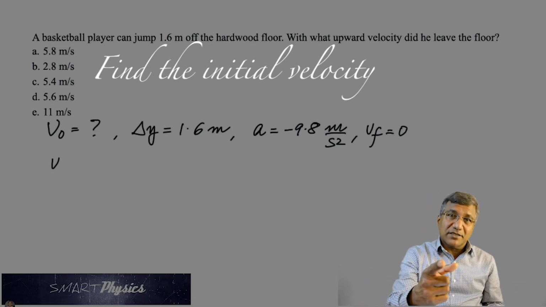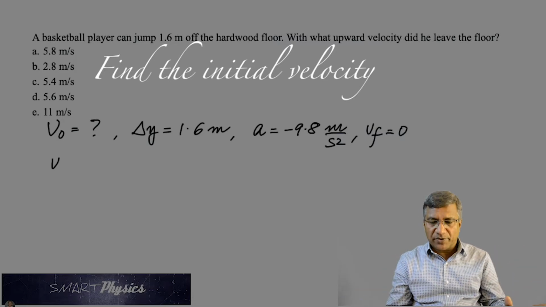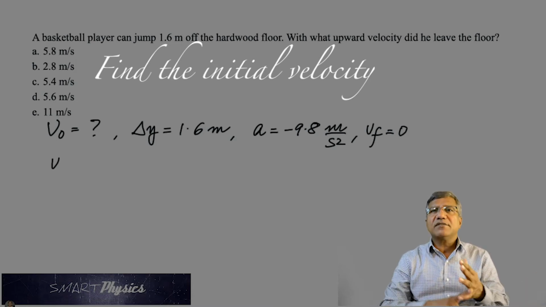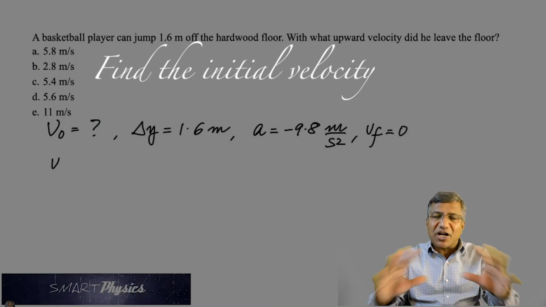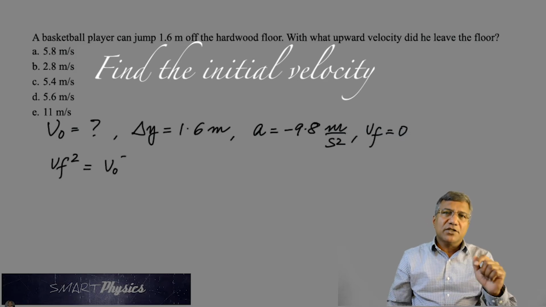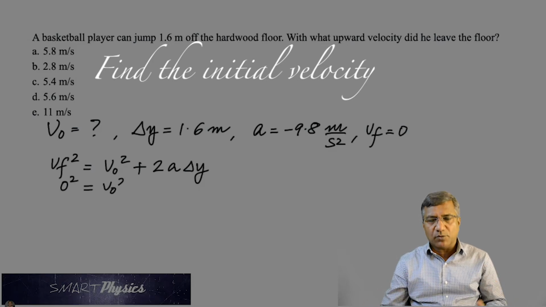Which is the equation that has these 4 quantities? Remember, there is no mention of time. Time is not given, and time need not be found out. So we're looking for an equation that does not involve time. And yes, you got it. This is the equation: Vf squared is equal to V0 squared plus 2a delta y.